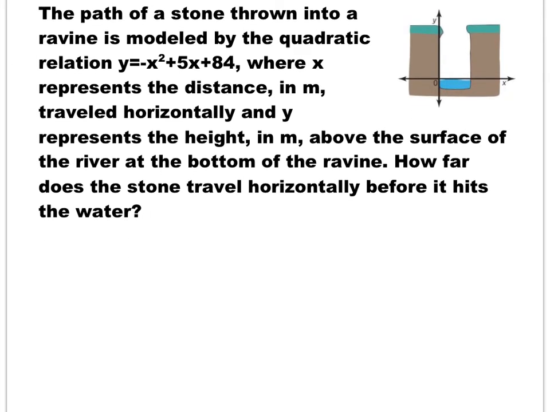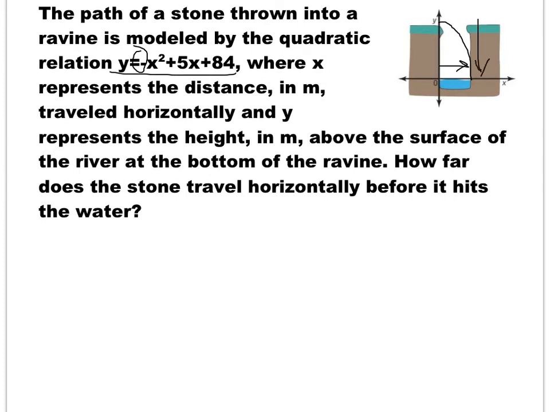The next example is an application problem. It says that we have a stone which is thrown into a ravine, modeled by the equation y is equal to negative x squared plus 5x plus 84. Since the leading coefficient is negative, the parabola opens downward, so it's going to be something like this. Now x represents the distance which it travels horizontally, and y the distance that it travels vertically.